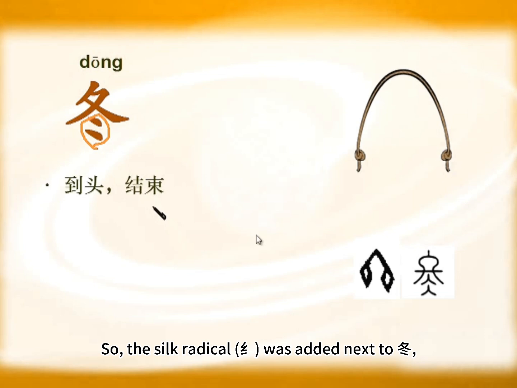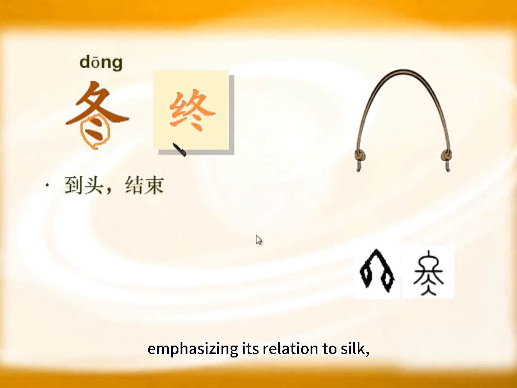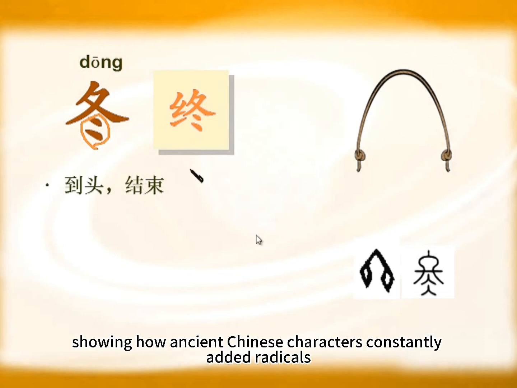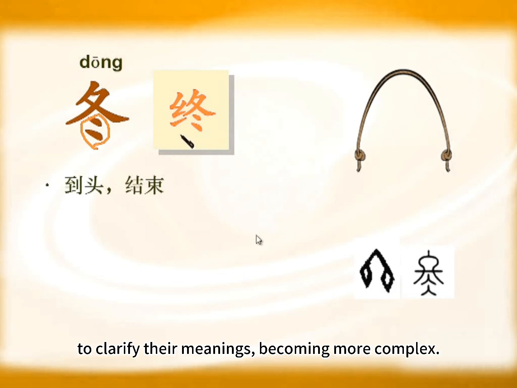So, the silk radical was added next to dōng, emphasizing its relation to silk, becoming zhōng, end. Zhōng is used to mean the end. This character is a good example, showing how ancient Chinese characters constantly added radicals to clarify their meanings, becoming more complex.